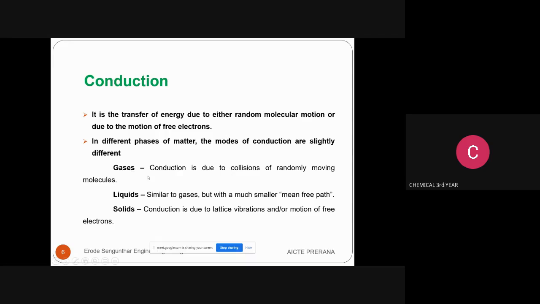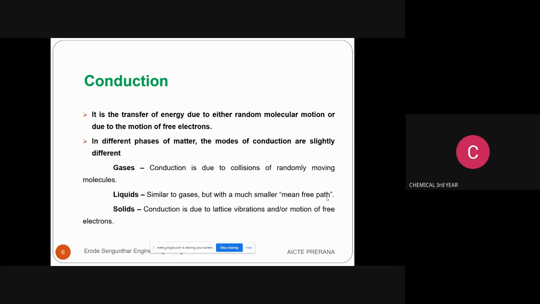So gases we can't consider in the conduction process, and liquids are the same as gases. Here the liquid also has the mean free path. So the liquid system has free motion in it. When compared to gases, liquid has some limitations, but definitely it also has a free path of motion. So we are not considering liquid also as a medium in the conduction process.